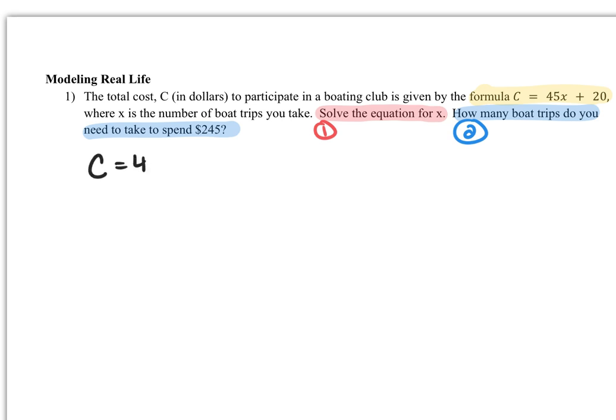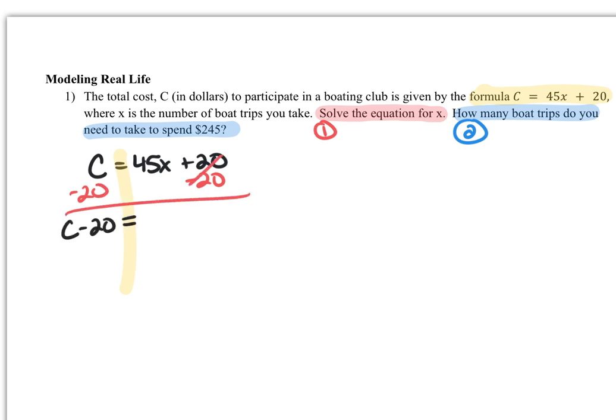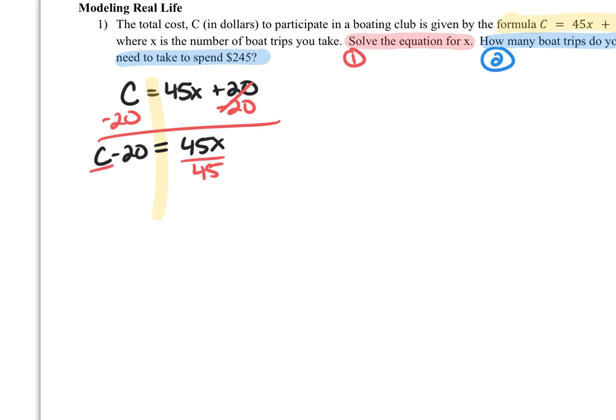Okay, so let's copy the formula. Capital C equals 45X plus 20. We want to isolate X, so we want to start getting that X term by itself. What are we going to move first? The 20. How do I move that 20 away? Minus 20. So now I have C minus 20, right? My letter before my numbers equals 45X. And then the last thing to do, divide by 45.